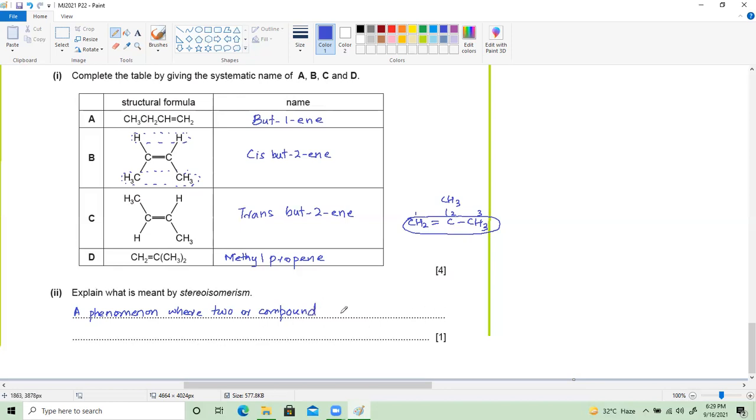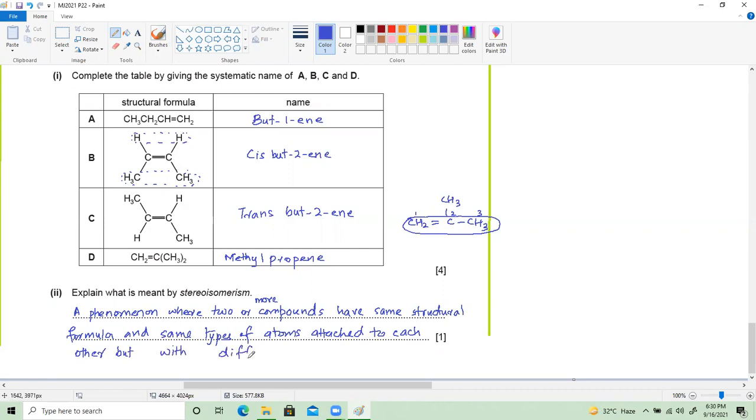So a phenomenon where two or more compounds have the same structural formula. The molecular formula is of course the same, and the structural formula is also the same. And the same types of atoms attached to each other, but with different arrangement in space.